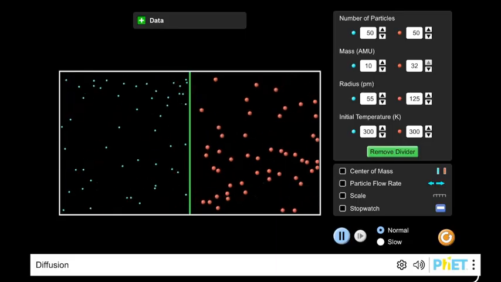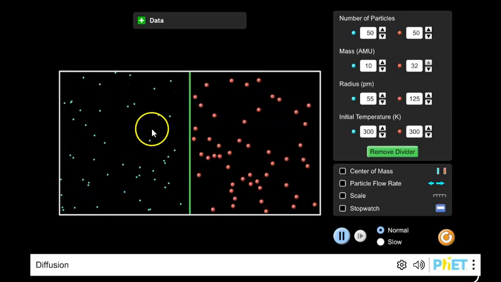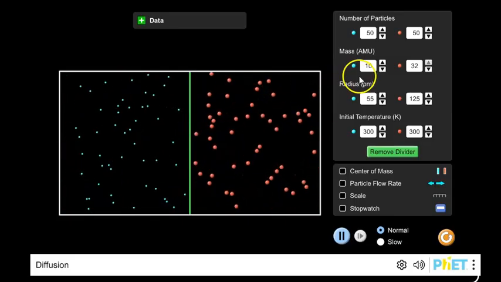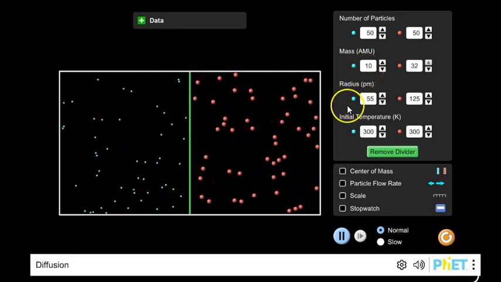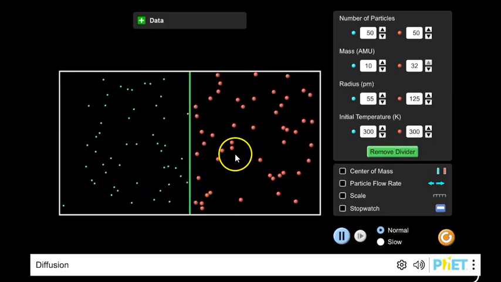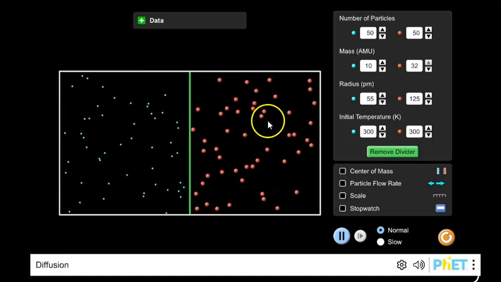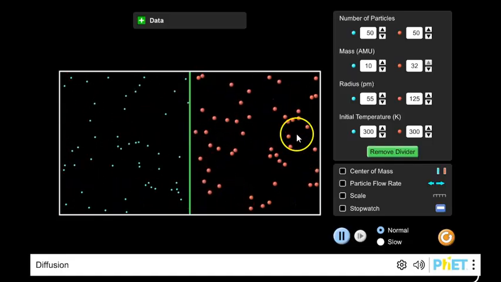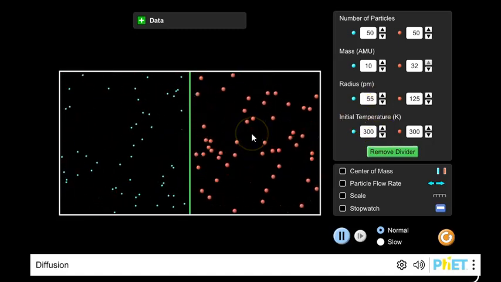Notice I've set the masses and the sizes of the particles differently. So the blue are much smaller, okay? The blue have a mass of 10 AMU, so that'd be about the size of neon atoms. And the red are 32 AMU, so that would be like an oxygen molecule or something else, much larger, right? Quite a bit larger than neon.